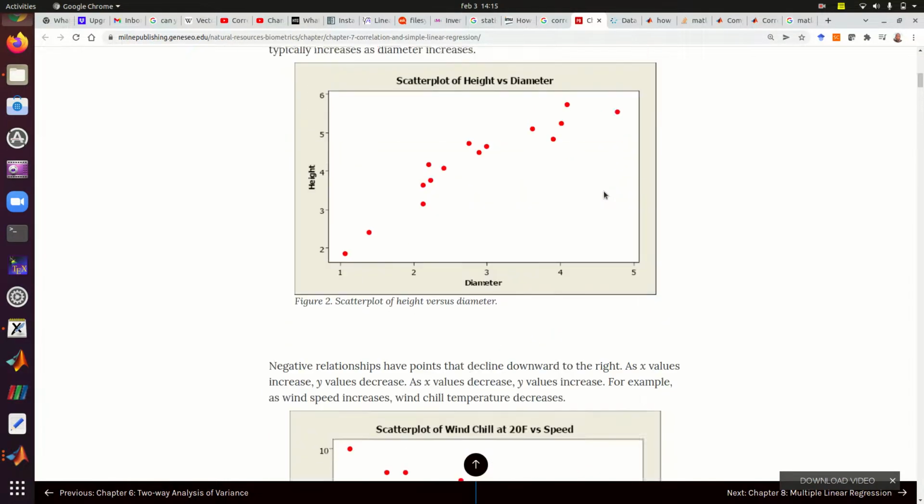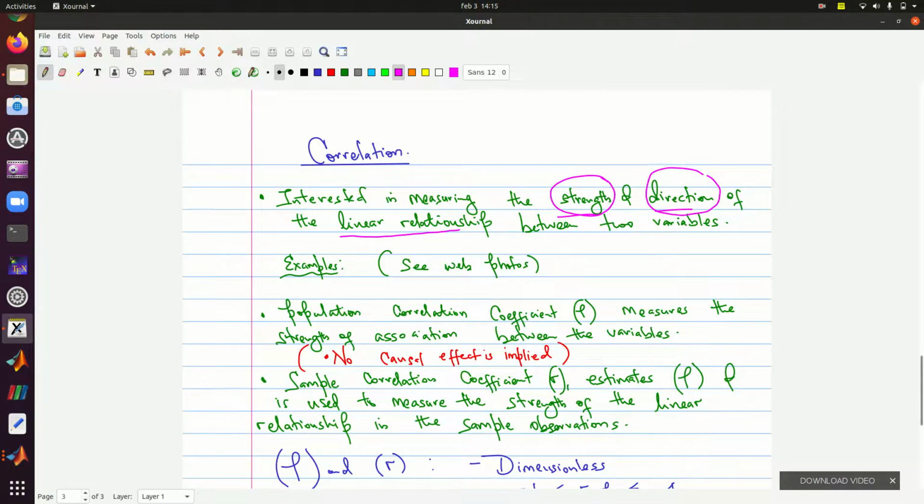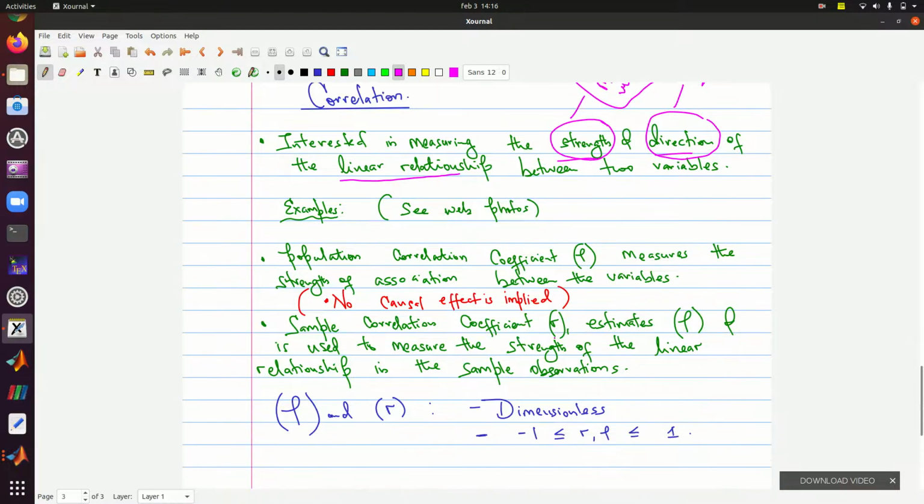So I was interested in some of those examples, because we said the strength and the direction. We have talked about the strength: strong, moderate or weak. And then in the direction, we either had the positive or the negative. And this was based on the values of R, which is this one here.